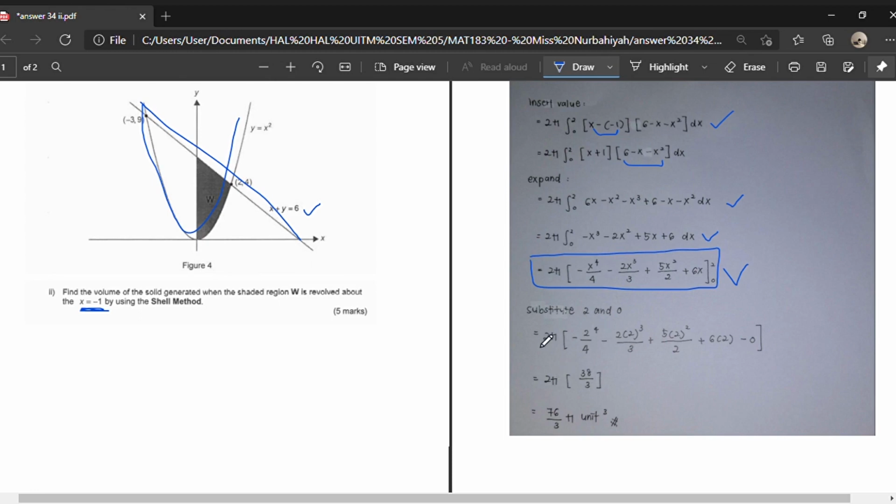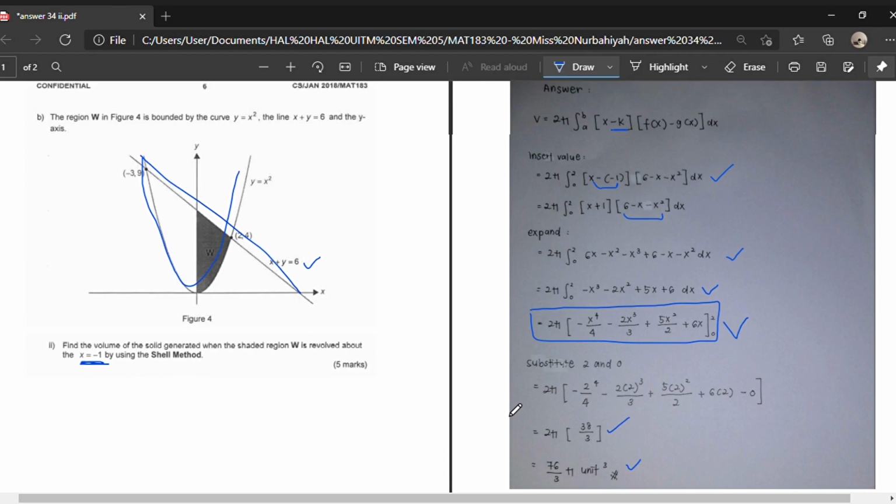As you can see, I didn't do the 0 part, because if I substitute 0 into x, it also gives the same answer, which is 0. So I calculate it and I get 2 pi in a bracket 58 over 3, and the final answer is 76 over 3 pi unit cube. Yeah, that is the answer.